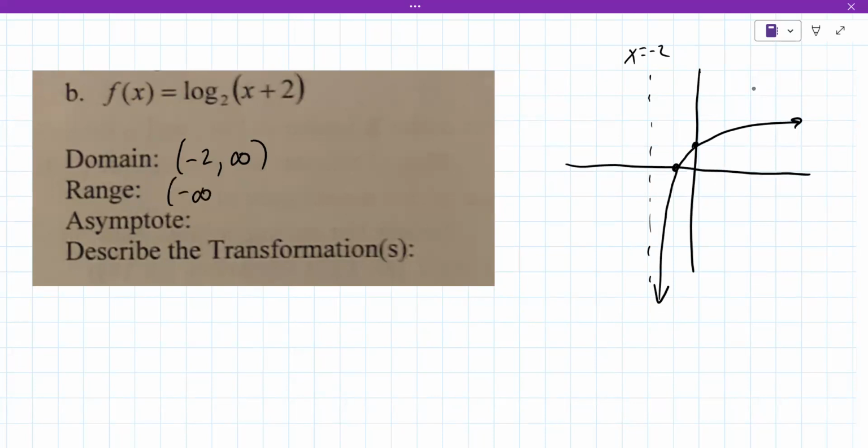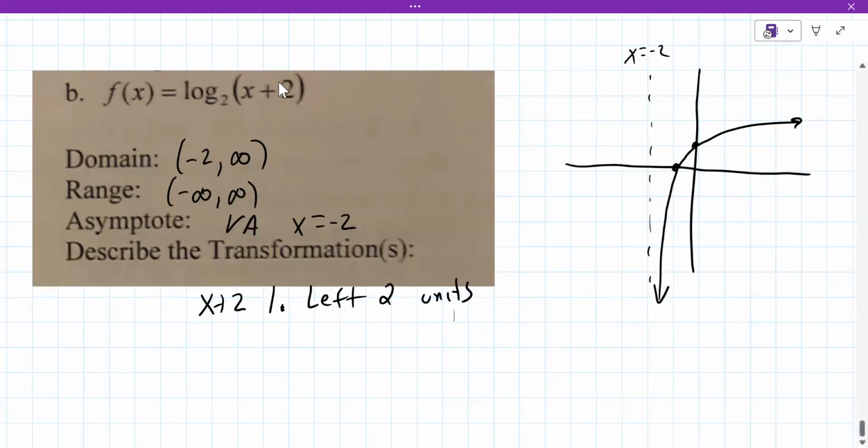The range, though, is all real numbers. This has a vertical asymptote this time at x equals -2. You'll notice that's where the inside function equals 0. And then transformation. This one actually only has one transformation. It's this inside part, the x plus 2. That means it's left 2 units. It's always opposite when it's inside.